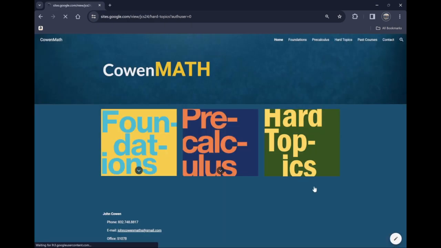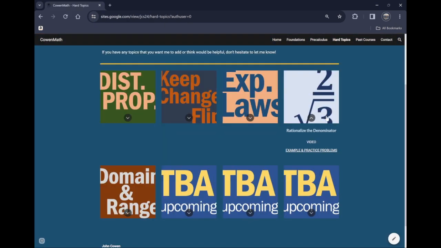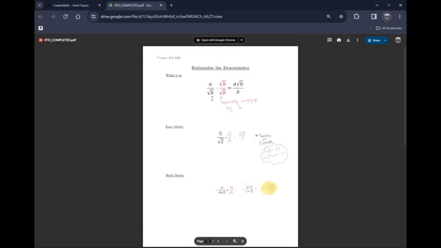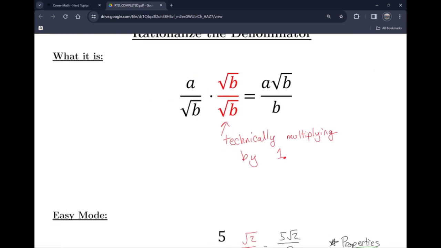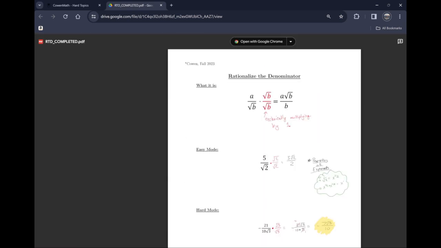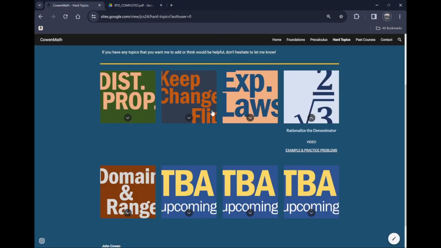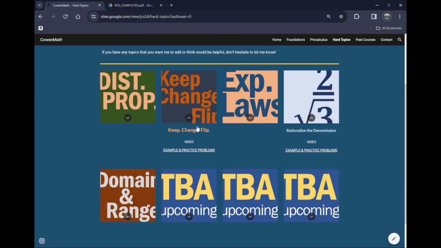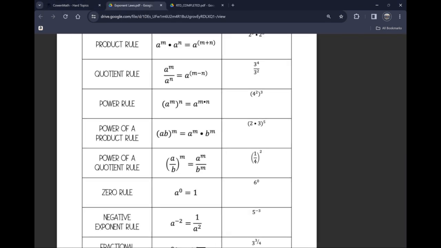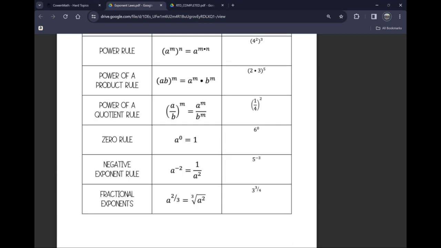But if you go here and you go to hard topics, nobody likes this. This is what we just did, rationalizing the denominator. So there's an example with practice problems on my website of just, hey, here's the foundations of what we just did, with the square root stuff, and some practice problems, easier and harder. And then I think I also keep, change, flip, that we just did. Some exponent laws, which there are a few of those that popped up in there, right? Maybe not so much. But those are another hard thing people don't like.